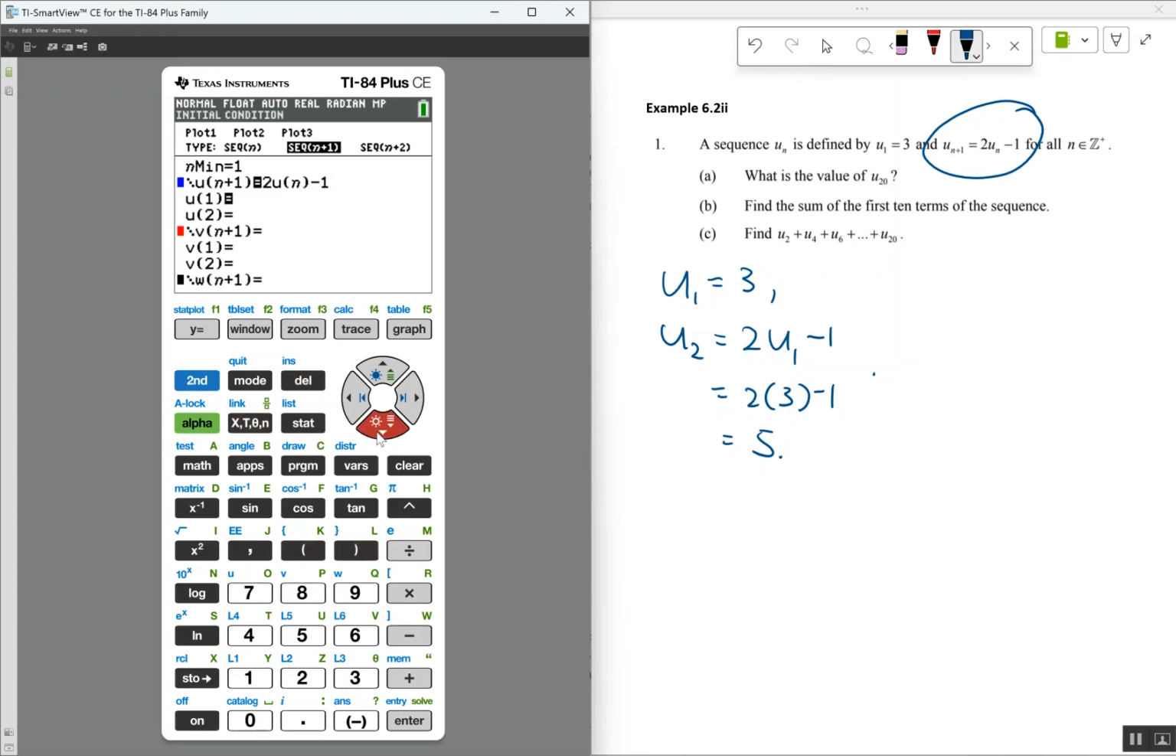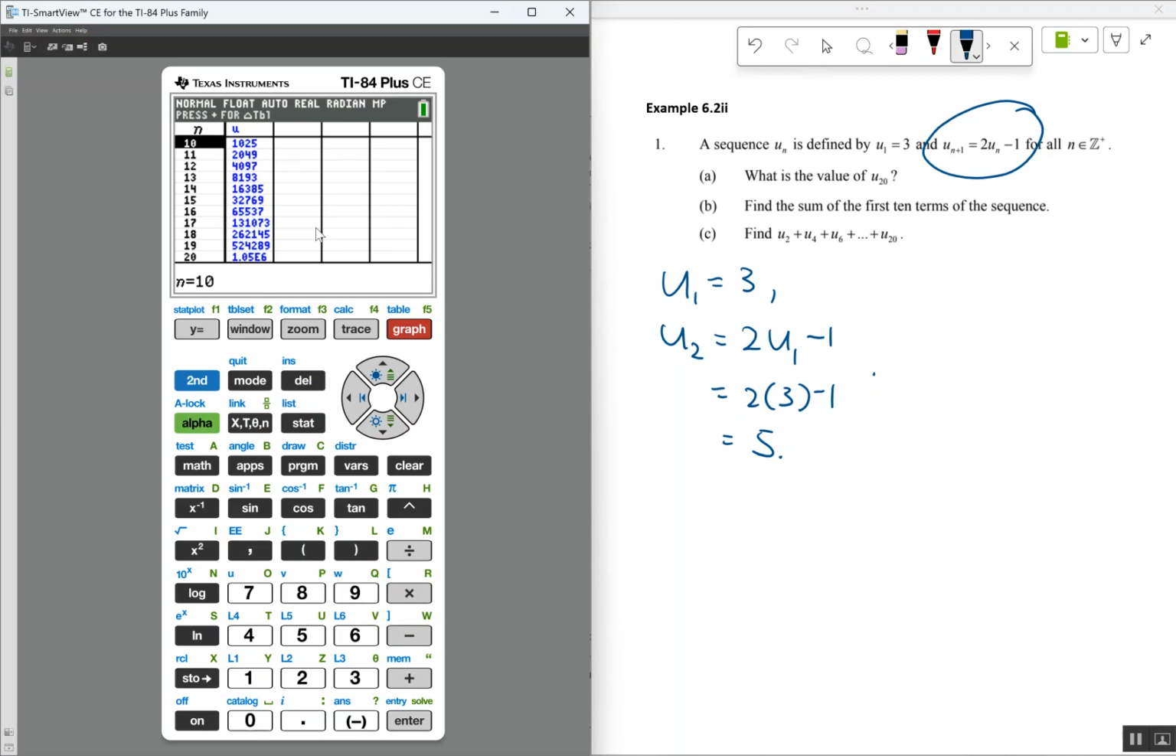You need the first two terms, so you already worked out u1 equals 3, and then u2 equals 5, and then you press second function table, which will give you all the values: u1, u2, u3, u4, u5, u6, u7, u8, u9, u10, and so on. And the question is asking for u20. Be careful, u20 is a very big number. If you go to this cell over here, you will see that it's 1.05 E6. That would be 1.05 times 10 to the power 6.